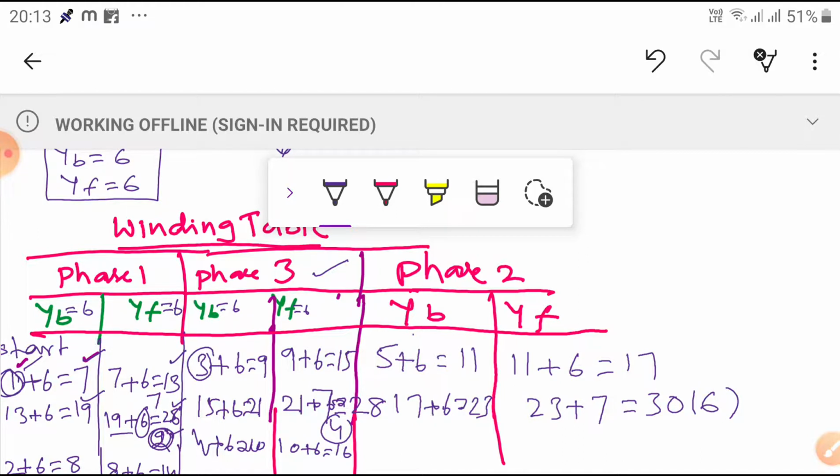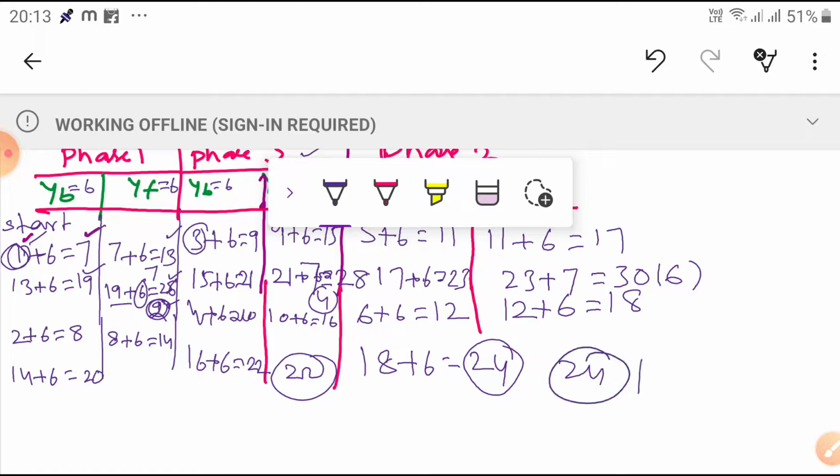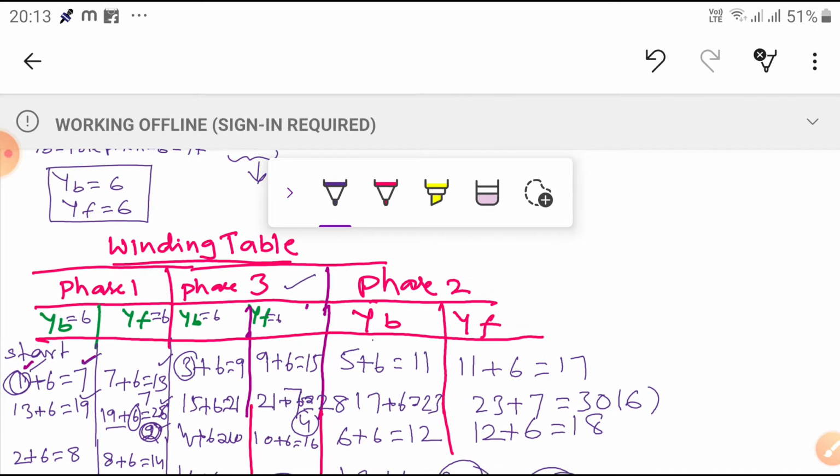5 and 6 belong to phase 2. Now 6 plus 6 is 12. 12 plus 6 is 18. Now 18 plus 6 is 24, that is the final slot. So 24 is the finish. These are the winding tables, dear students.